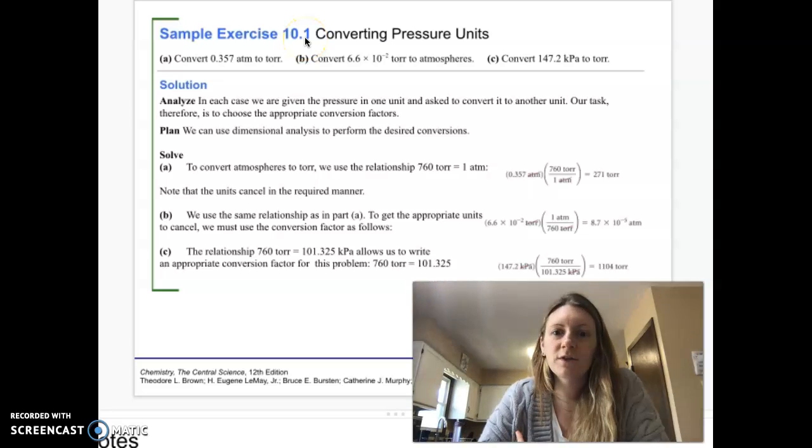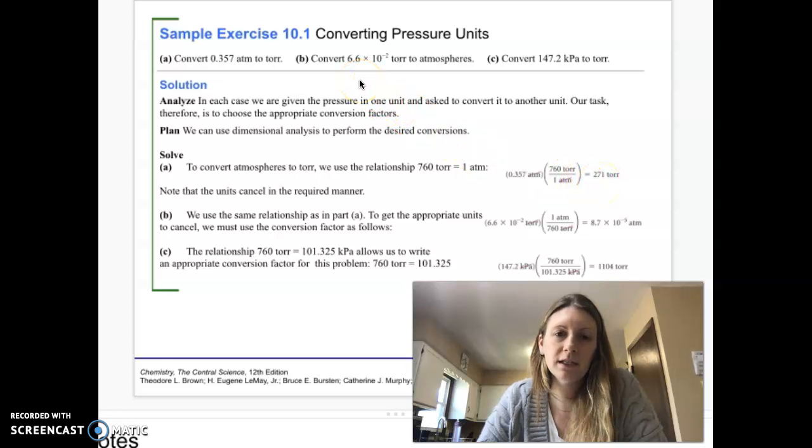We have done so much converting in your past that this should be second nature to you. So it says in part A, convert 0.357 atmospheres to torrs. So we know that there's 760 torrs for 1 atmosphere. We were given atmospheres, so you start with what you're given, and put the same unit on the opposite side. Because this is on top, put 1 atmosphere on bottom. Our conversion factor goes on top, so that you end up multiplying 0.357 times 760 to get 271.